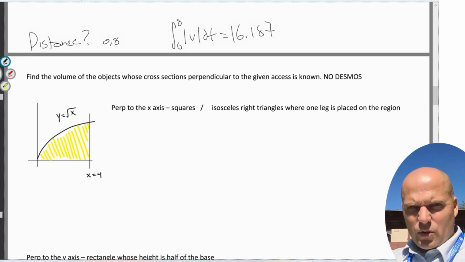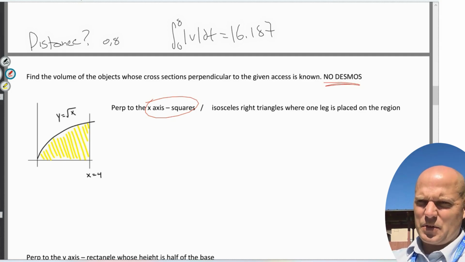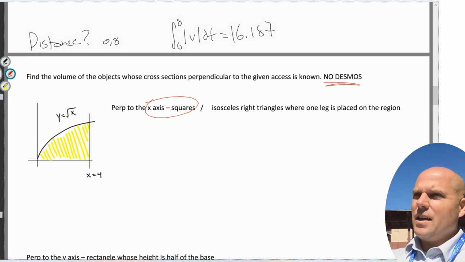You don't understand why we're doing what we're doing? Watch the lesson. We are taking objects, replacing it on the region. Apparently, I'm not allowed to use Desmos here. They are putting objects that are coming out of our paper. We need to find the volume of it. It's actually going to be a simple idea.